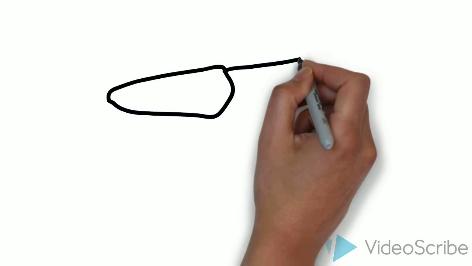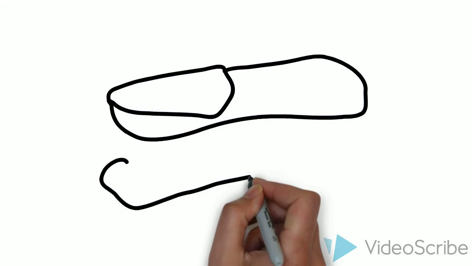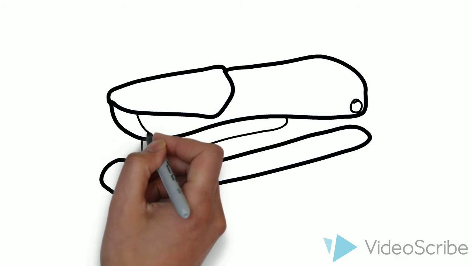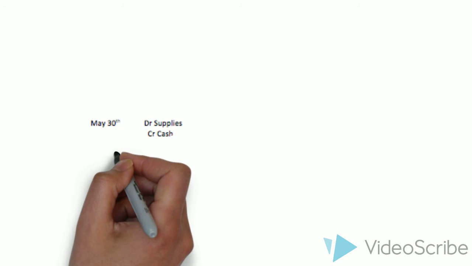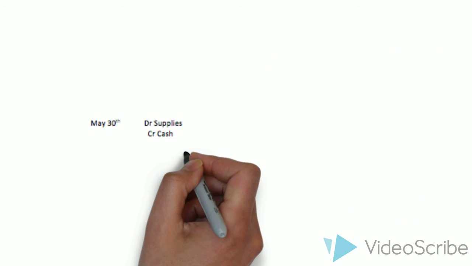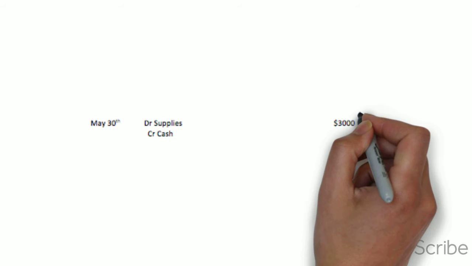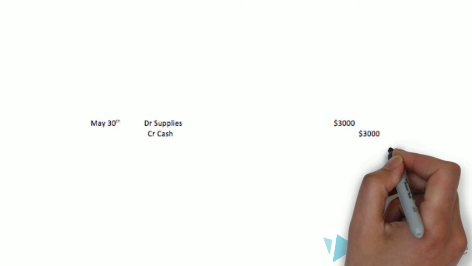For example, if a company purchased $3,000 worth of supplies with cash on the 30th of May, this would need to be recorded in the general journal as follows. The supplies would be recorded on the debit side of the journal as it is considered an increase in an asset, whereas the cash would be recorded on the credit side of the journal as it is considered a decrease in an asset.